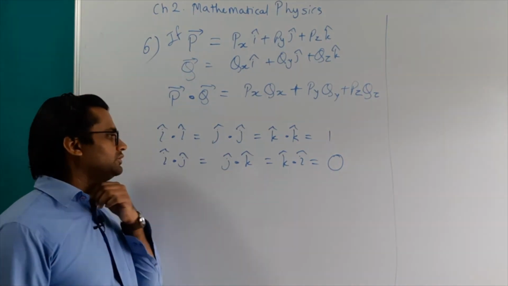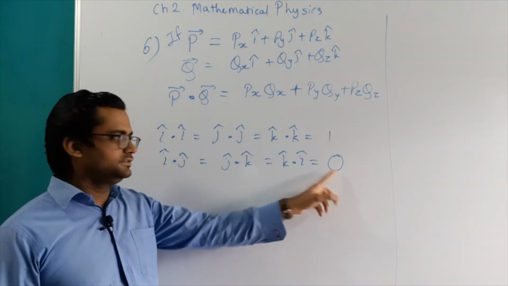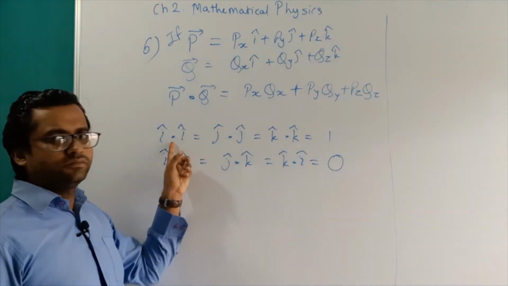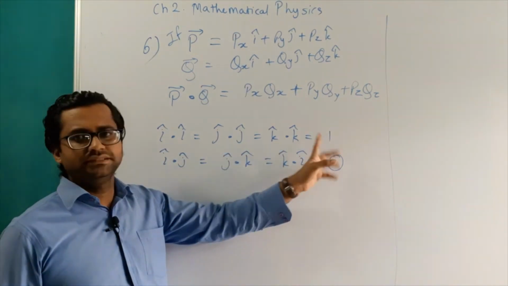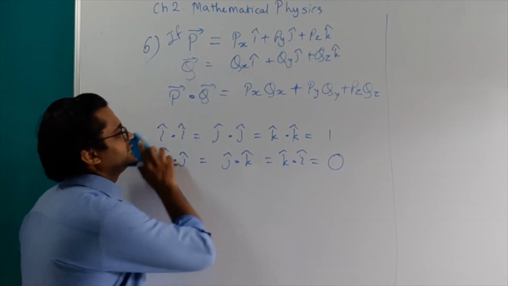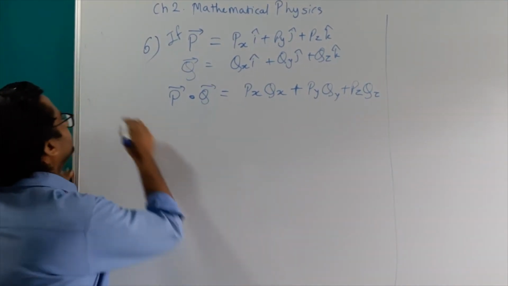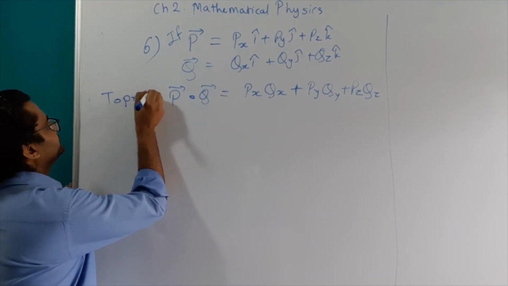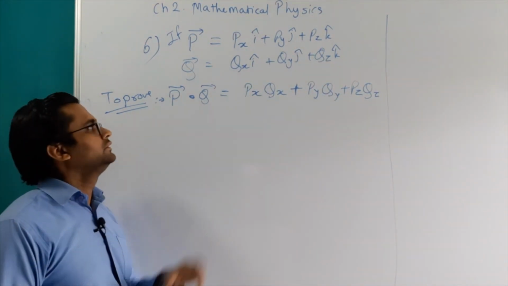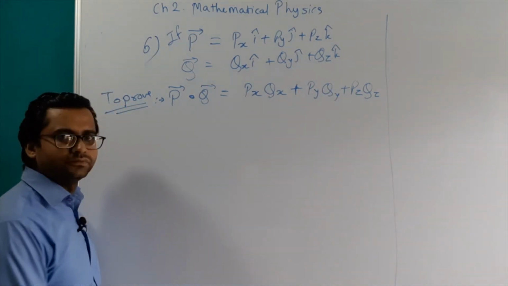Okay, so what will be the product of j dot i? It will also be 0. The product of k dot j will be 0. So the product between any i, j combination will be 0, and the product of i with itself, j with itself, k with itself is 1. So you have to remember these points before going for the derivation. So let us start to derive this. Okay, so we will prove this result: to prove p bar dot q bar is px qx, py qy and pz qz. So let us start the proof.